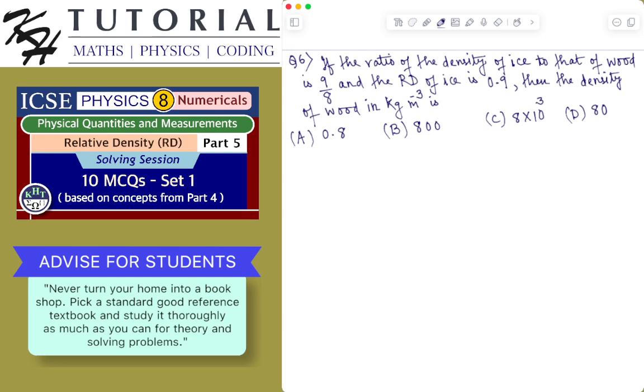So how do we find it? Also, how do we know the relative density of wood? It is only given that the ratio of the density of ice to that of wood is 9 by 8, and the relative density of ice is 0.9.